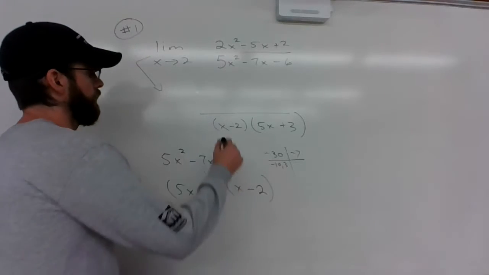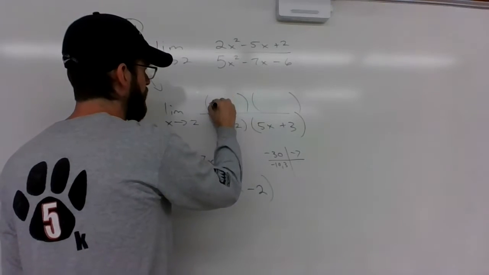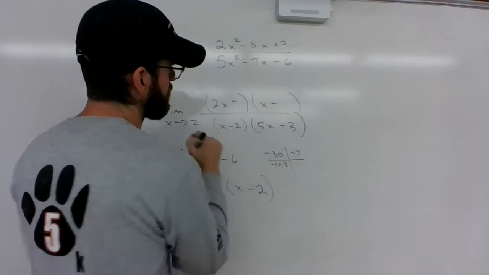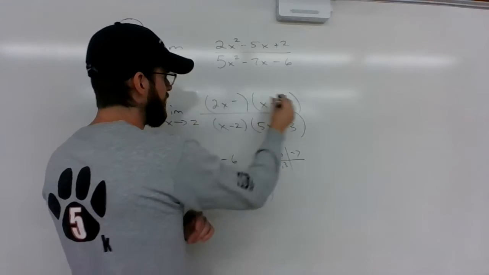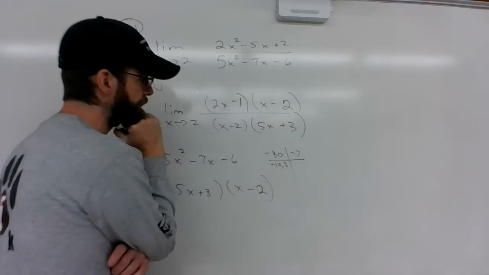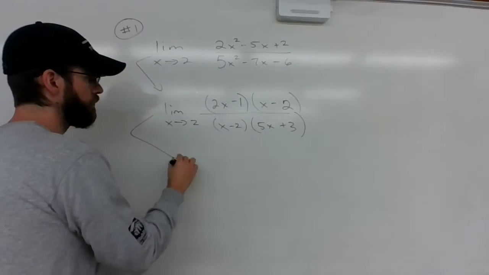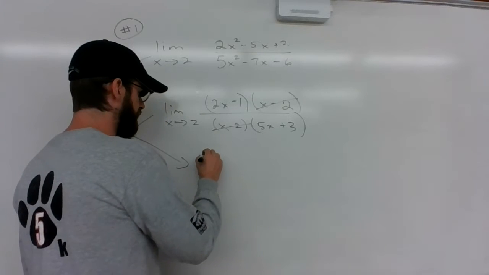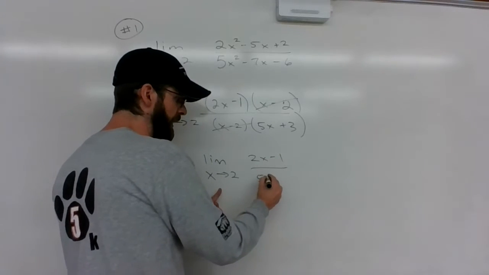So on top, we can use guess and check factoring. I know it's got to be 2x times x. And they both need to be minuses because the middle's minus and the right part's plus. And, well, shoot, it's got to be negative 4 plus negative 1. Yeah. x minus 2 divided by x minus 2 is 1. So then you're left with the limit as x approaches 2 of a function that does not share the domain issue.